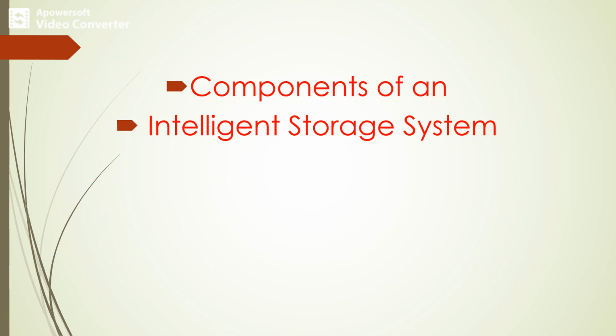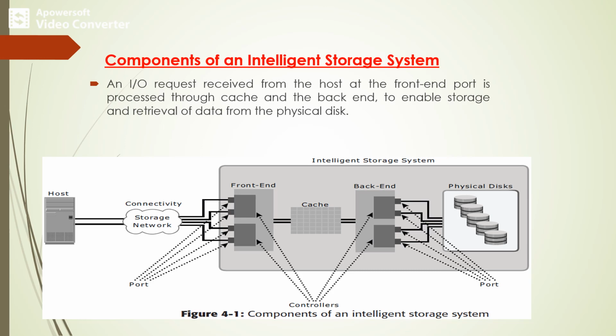So next we'll take components of an intelligent storage system. Here we can observe that the basic components of an intelligent storage system are front end, cache, back end and the physical disk. So we have four major components located within an intelligent storage system: front end, cache, back end and the physical disk.